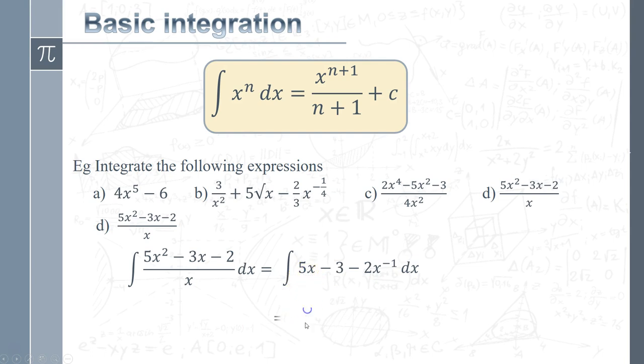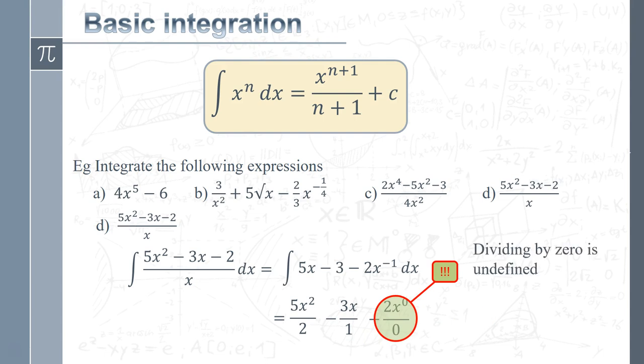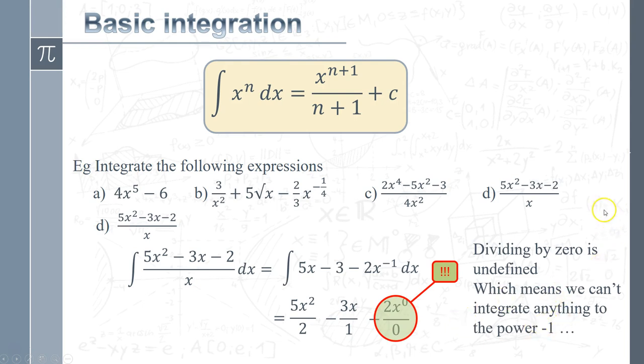So we've got 5x squared over 2 minus 3x over 1, and here add 1 to the power, so that's going to become minus 2x to 0 over 0, and straight away now we can see we've got a fairly major problem. And the problem with that is divided by 0 is undefined, so 2 divided by 0 just physically doesn't exist. X divided by 0, that's power 1, so this thing here, 2 divided by 0, just means we can't do that, so we cannot at the moment integrate anything that's to the power minus 1 yet.